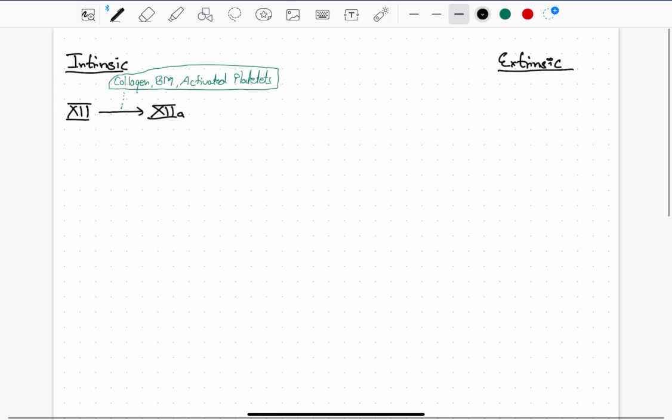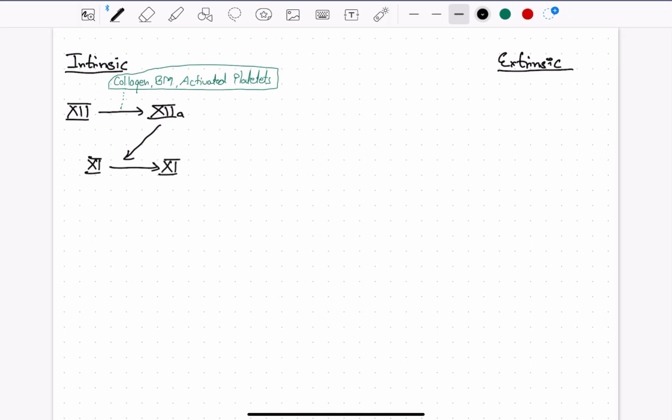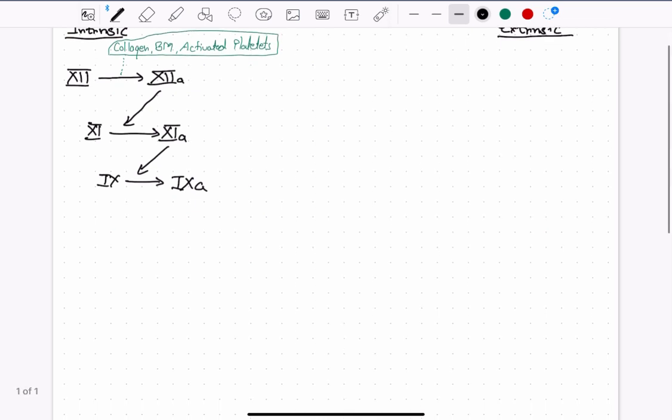So the activated factor 12A will activate factor 11, and then activated factor 11 will activate factor 9. And then this activated factor 9 will act on the inactive factor 10 and activate it. So it is from factor 10 where the common pathway will begin.